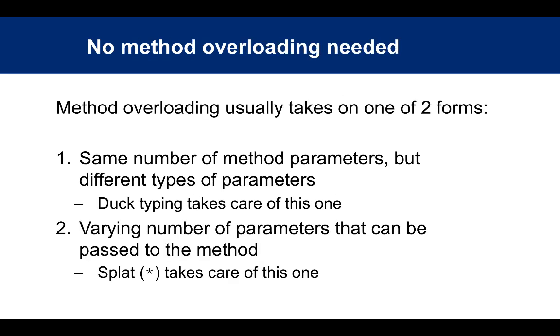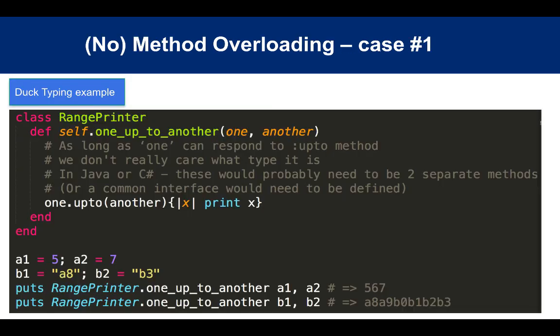Now, for method overloading, usually there are two instances where you would have to do it. Number one is if you have the same number of method parameters, but different types of parameters. As we're going to see, duck typing takes care of this one. Another reason you would sometimes overload a method is if it takes a different number of parameters, and as we're going to see, splat takes care of that.